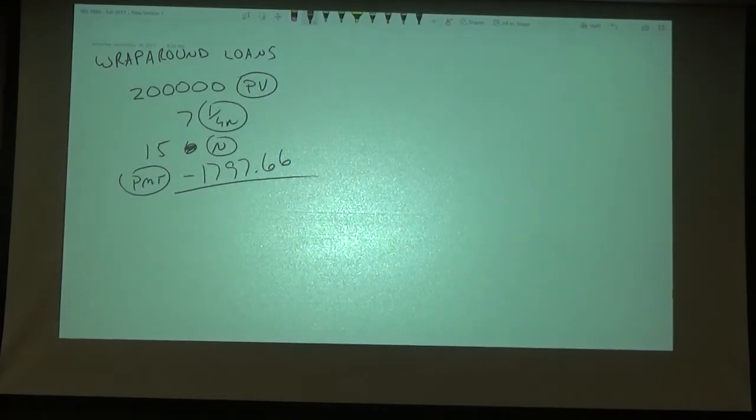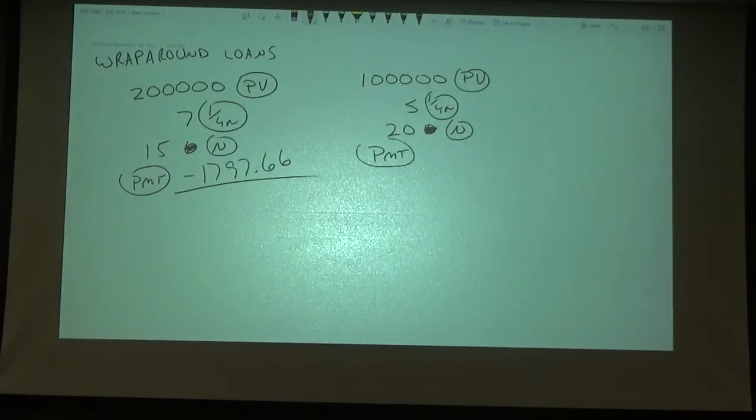Okay. Now, in this case, we've got this other loan, the existing loan. This is the wrap loan. The existing loan is 100,000 at a 5% interest rate for 20 years. So first of all, get the payment for that.